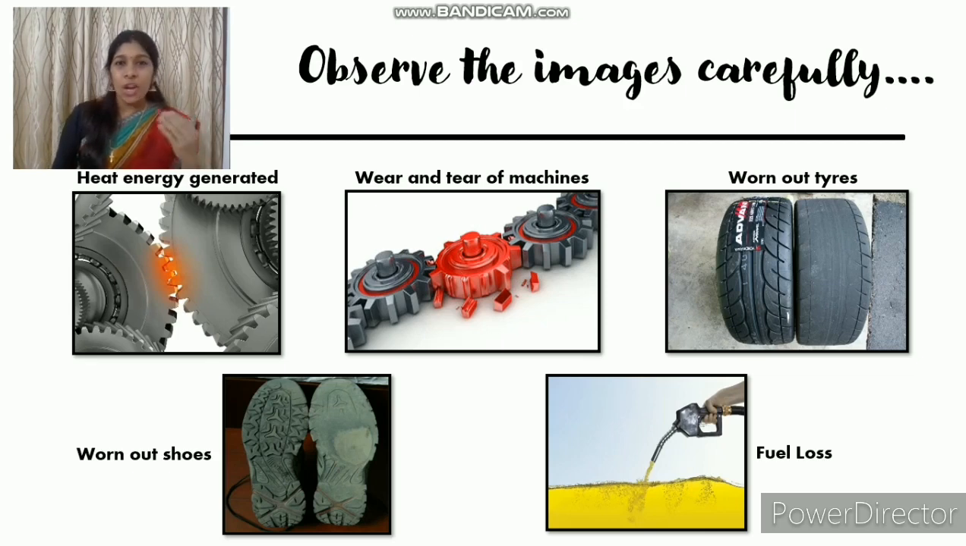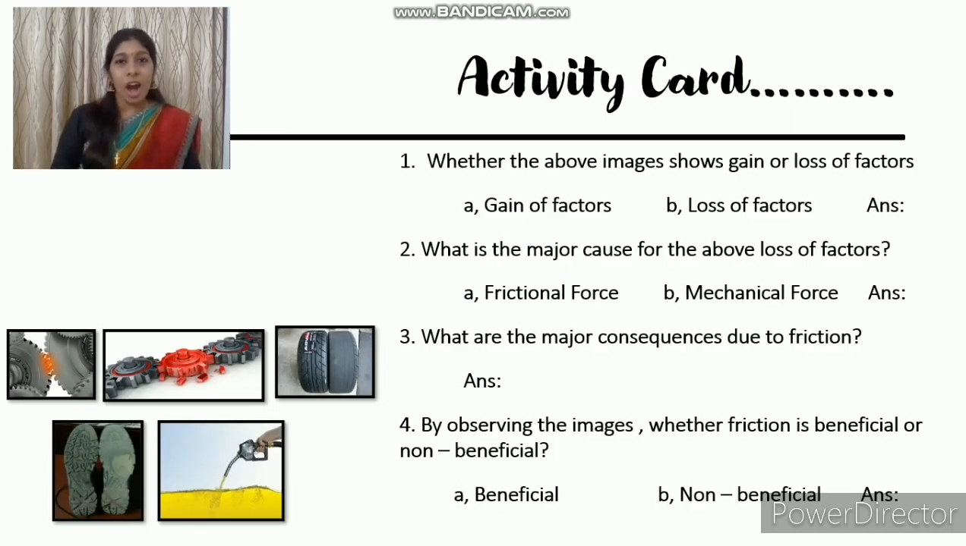Heat energy is generated when moving parts of the vehicles are moving. Wear and tear of machines due to the movement of parts of the vehicles. Worn out tires due to the continuous movement of the tires. Worn out shoes due to continuous walking or frequent use of the shoes. And next one is the fuel loss. Okay, you have to answer some of the questions given in this activity card after observing the images.